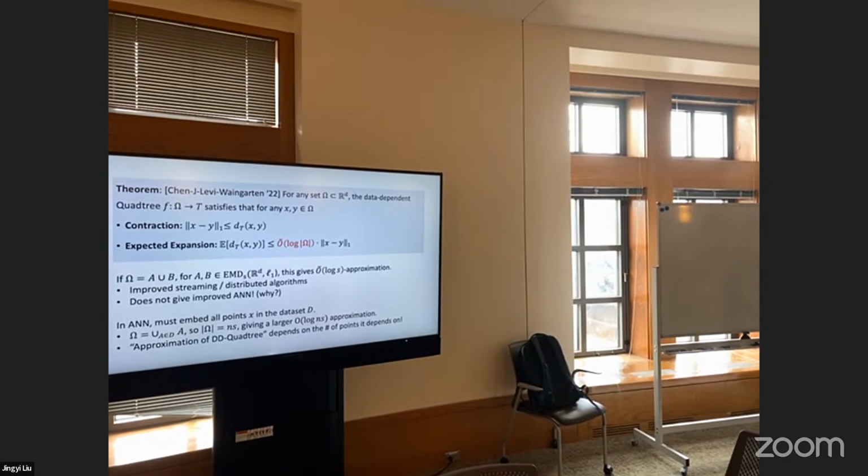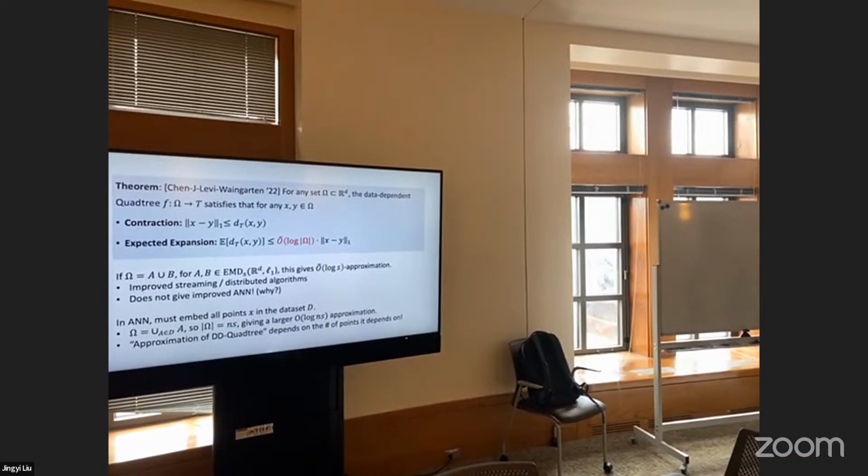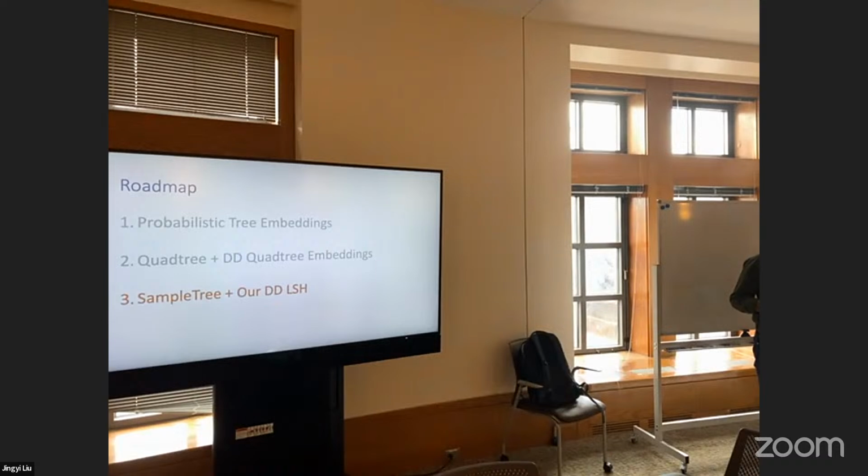And that's not ideal. There's another issue: this embedding is only defined for points that are in the data set, and the query that you're getting may not be in the data set. So that's another issue. So we need to modify this so that we can get an embedding for all the points and still get a good approximation. We want this approximation of log s for all the points. So that's where I'm going to define this new thing that I'm going to call sample tree.